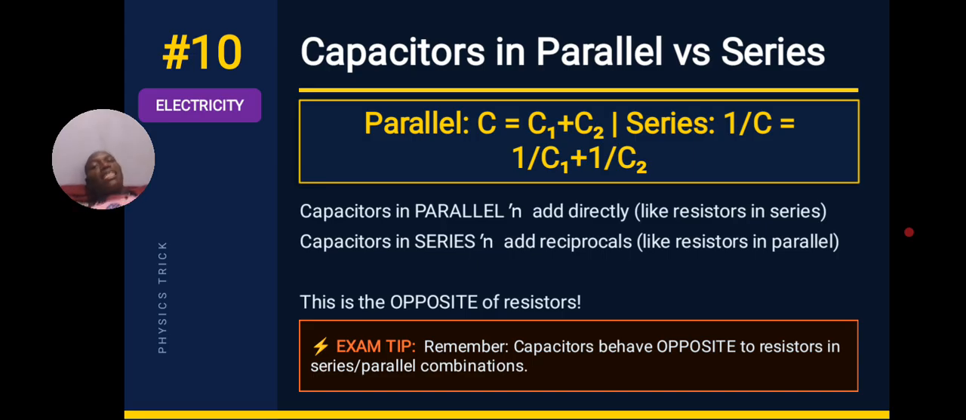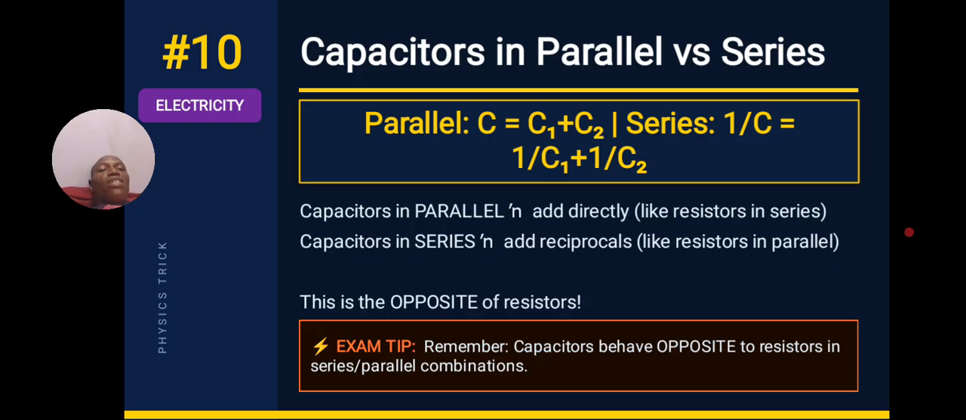Here we come to trick 10. Trick 10 comes from capacitors. We've talked about resistors in parallel. Now we have capacitors in parallel and in series. So if capacitors are in parallel, how do you calculate the total capacitance? For parallel, you are just going to add directly.